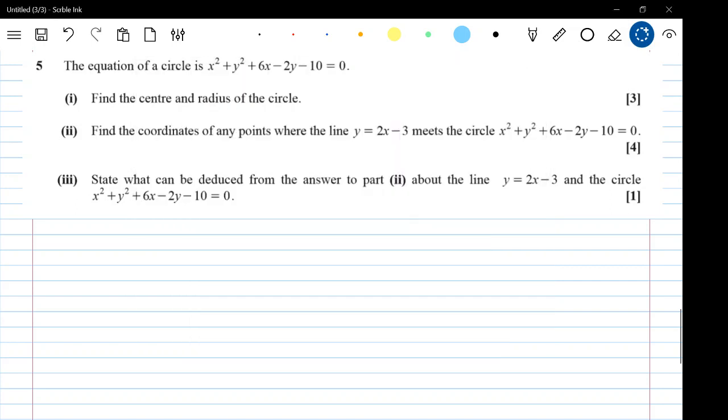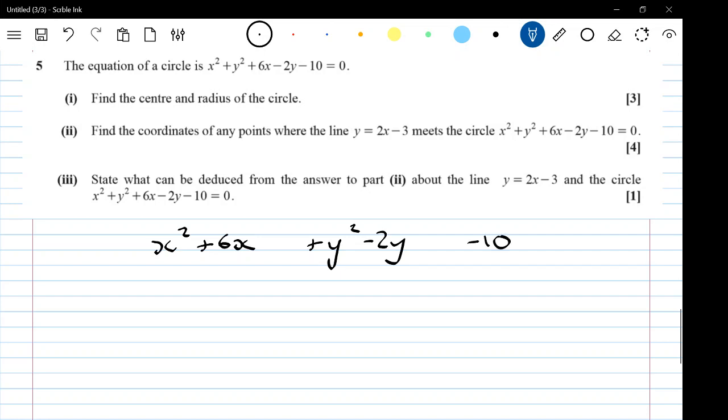Question 5. The equation of a circle is x squared plus y squared plus 6x minus 2y minus 10 is 0. Find the centre and radius of the circle. So I would like to rewrite this as x squared plus 6x, leave a little gap, y squared minus 2y, leave a little gap, minus 10, leave a big gap, equals 0.